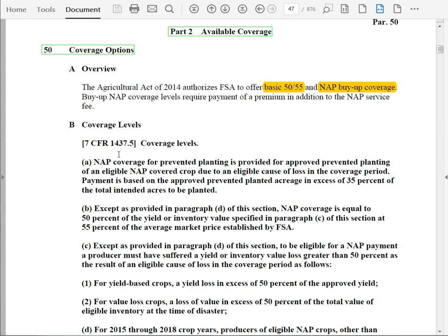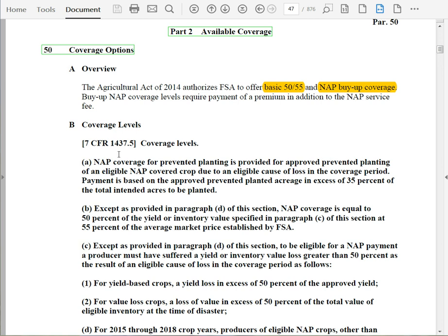Before we go too far, it's helpful to learn some of the terms you'll hear in this section. When we refer to basic 50-55 coverage, we'll sometimes use the phrase CAT or catastrophic coverage interchangeably. When you hear these phrases, they all mean the lowest level of coverage offered. In addition to basic coverage, producers can also elect buy-up coverage.